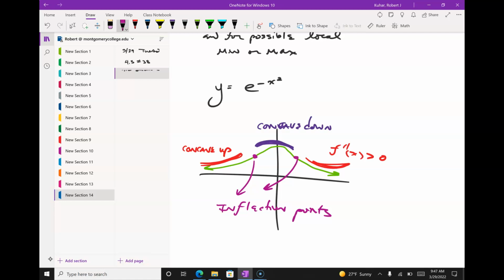So this is where the change in concavity happens. The change in concavity happens and the point exists. So if my second derivative changes from positive to negative at some critical value c, and f of c exists, then I have an inflection point.